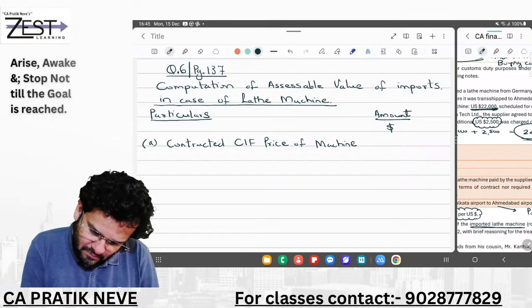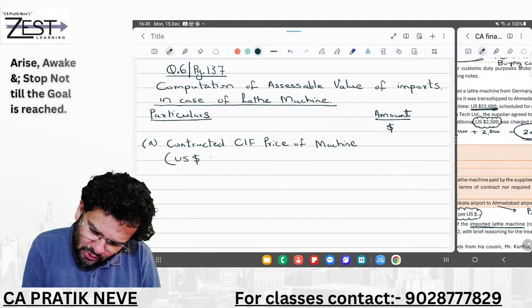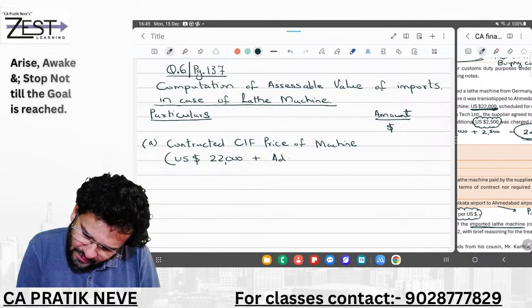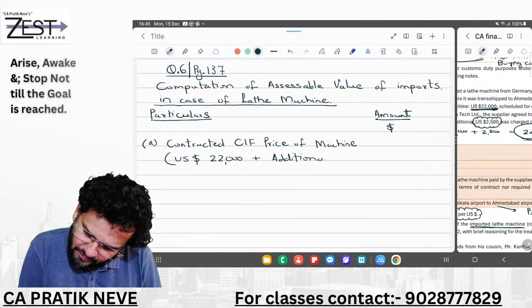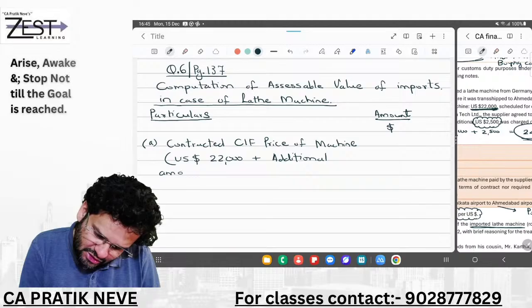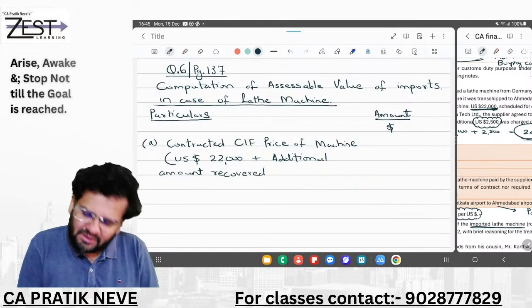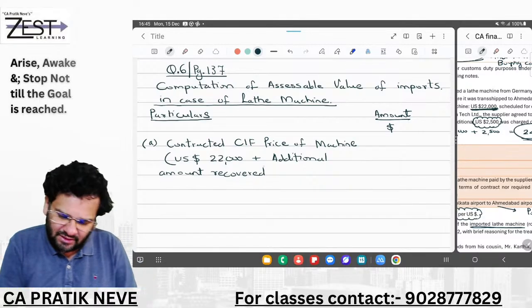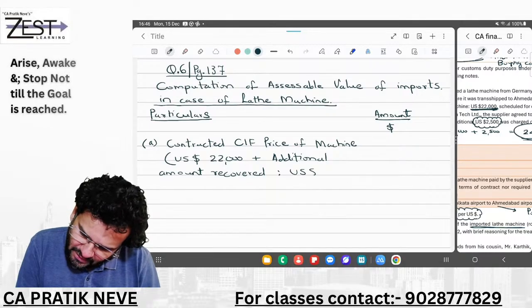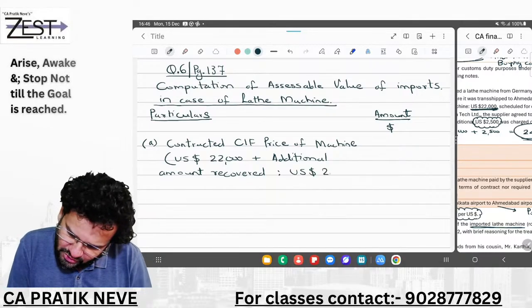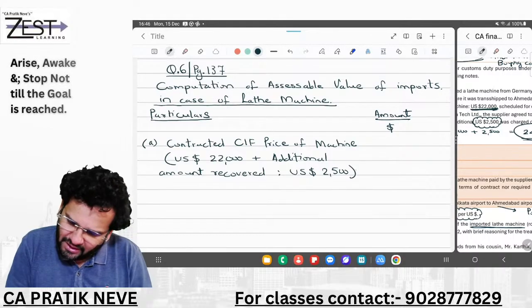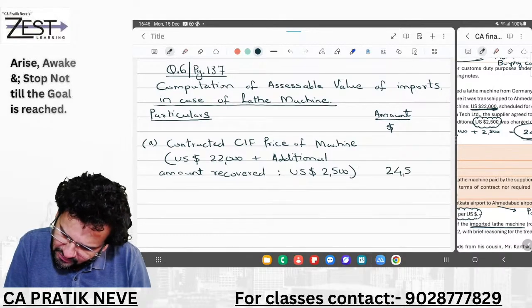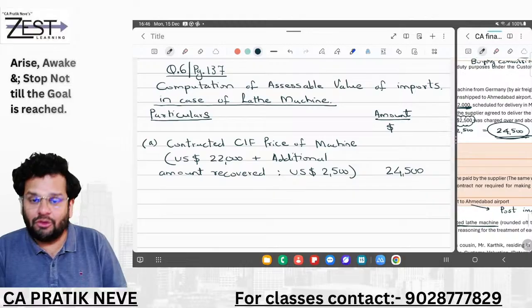So see, contracted CIF price of machine is US dollars 22,000, plus additional amount recovered. See, by whatever means it is, for early delivery or for whatever means it is, you should include it. It is US dollars 2,500. So total becomes 24,500. So far so good.